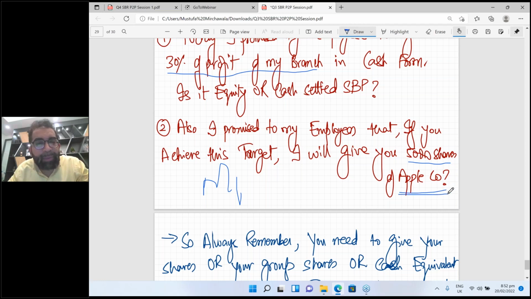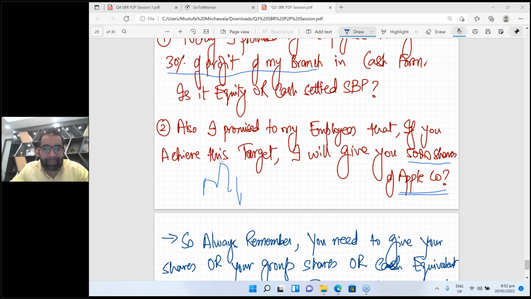You tell me, is this equity settled or cash settled? Now you got the game. None. Again, this is not in the scope of IFRS 2.